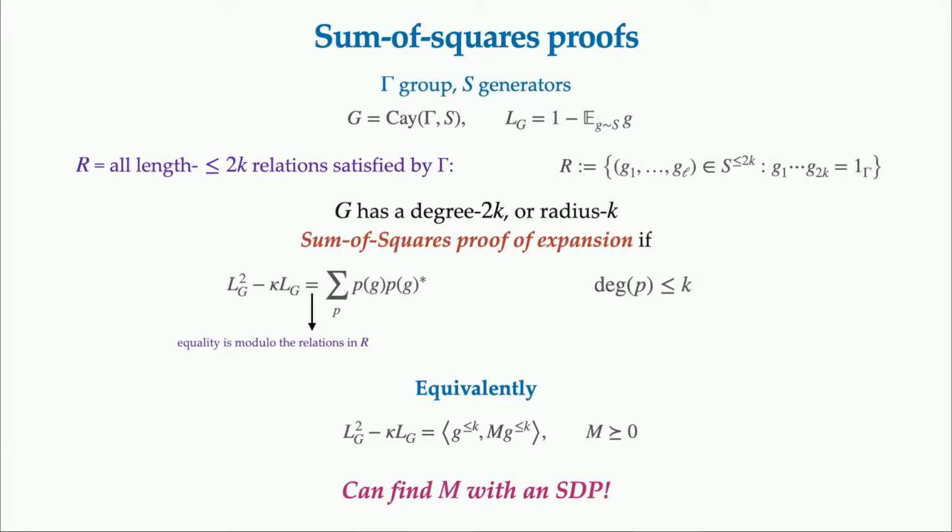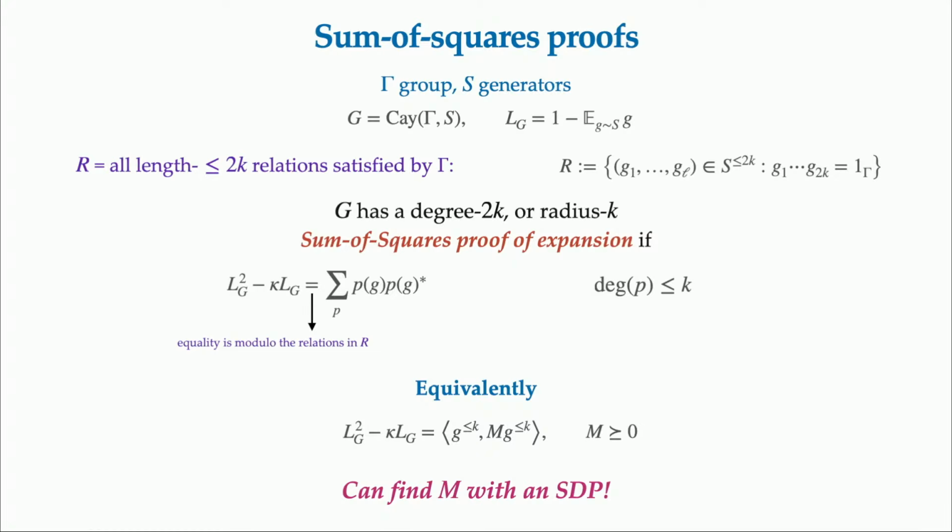So now let's say tomorrow you encounter a group and someone gives you some generators and you're like, well, is this group expanding? Maybe you could try to do something deep with it, but perhaps the first check is whether it's expanding for the simple reason that it has a low degree sum of squares proof of expansion, which you could check using a semi-definite program. Yes, Noah?